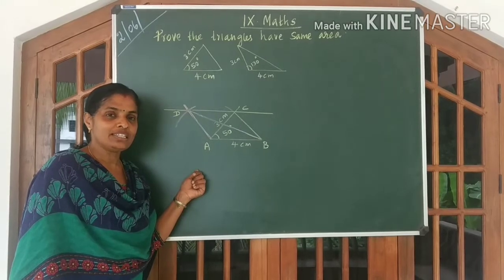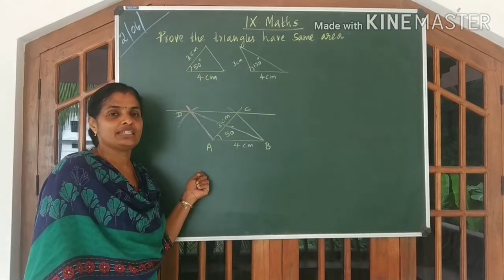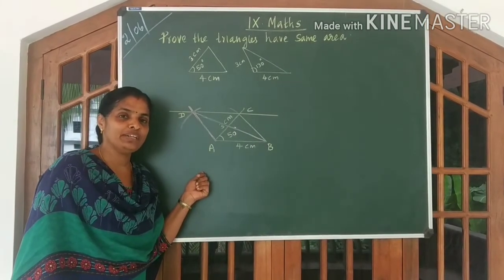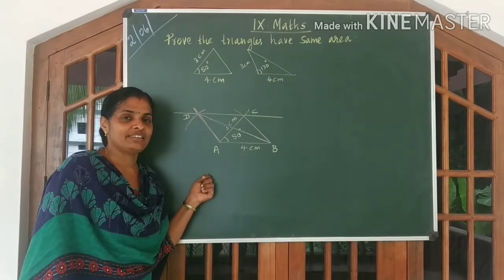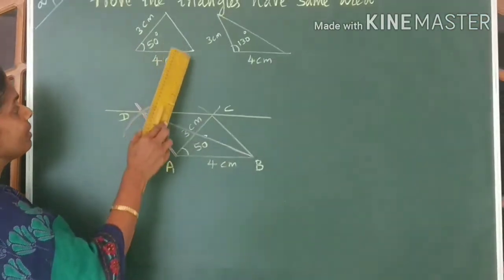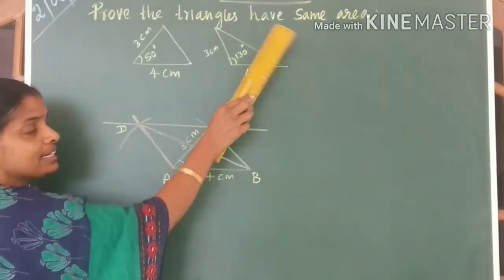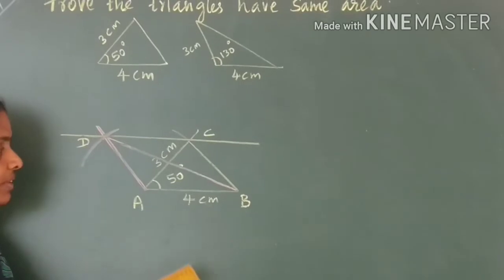We are into the second class of areas. I gave you your homework. Hope you did it. Let us check the answer. Prove the triangles have same area.